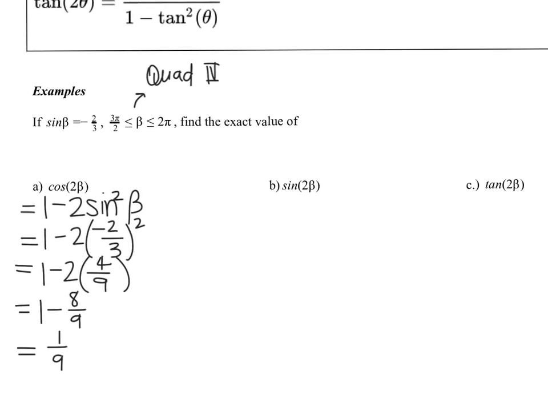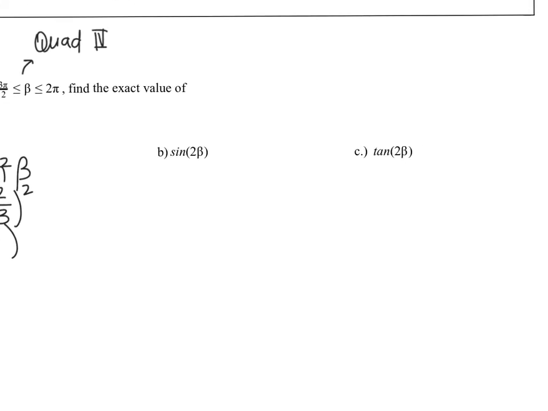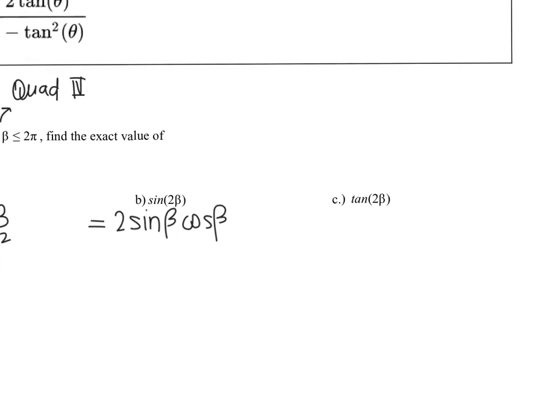Next, let's take a look at sine of 2 beta. Well, there's only one identity used for sine of 2 beta, and that's 2 sine of beta times cosine of beta. So in order to find the double angle for sine, we actually have to know sine and cosine. So what we're going to do is use a Pythagorean identity to help us find cosine. So I'm going to do that up here.